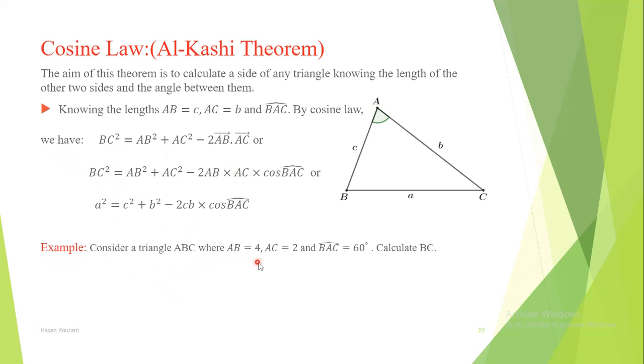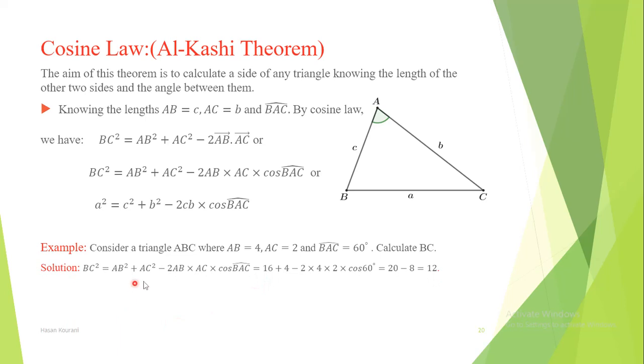Consider a triangle ABC where AB equals 4 and AC equals 2. Let's consider this drawing. And BAC, suppose that it's 60 degrees. It's important to know that we can apply cosine law in any triangle, not only in special triangles. We are asked to calculate BC. So try to do it yourself before you see the answer.